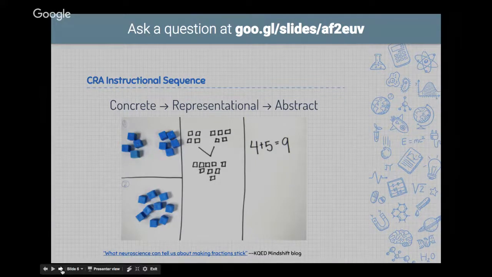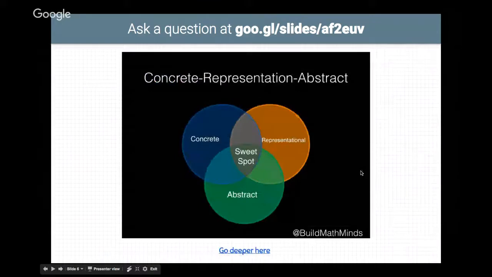And then I thought this was a nice visual to think about concrete and representational and abstract instruction and finding that sweet spot, right? So finding the balance among the three. But again, just thinking about how important those concrete math explorations are in your instruction. And if you want to read more, there's a link on the bottom of the slide as well.